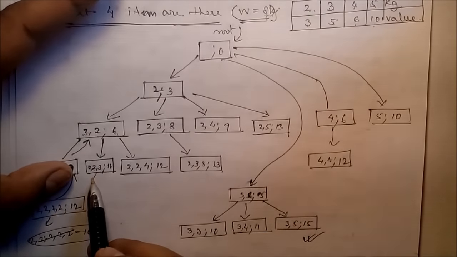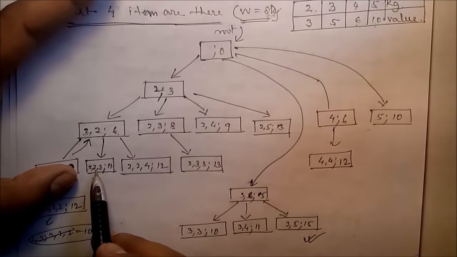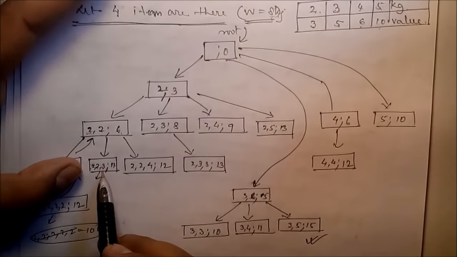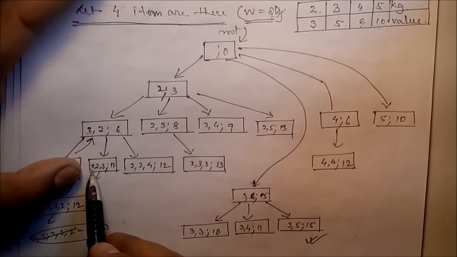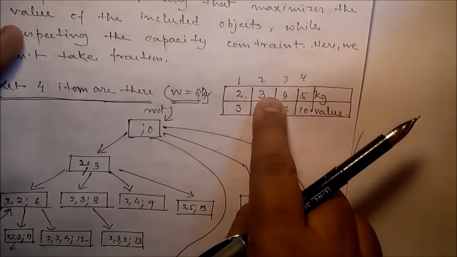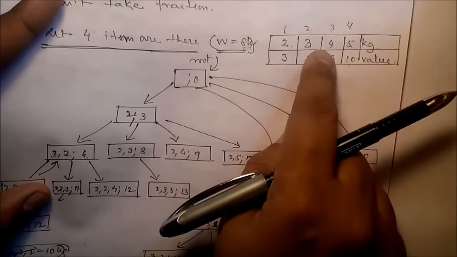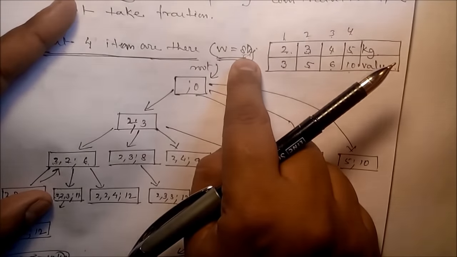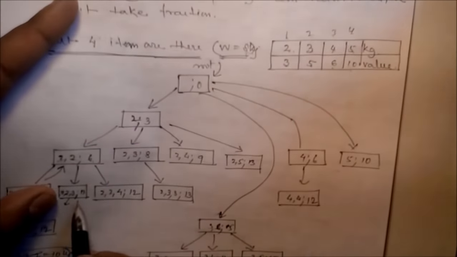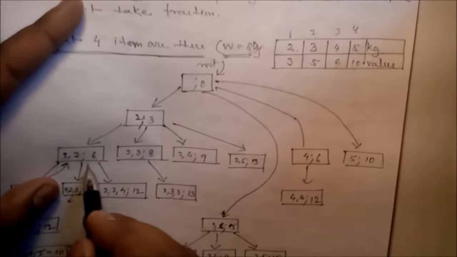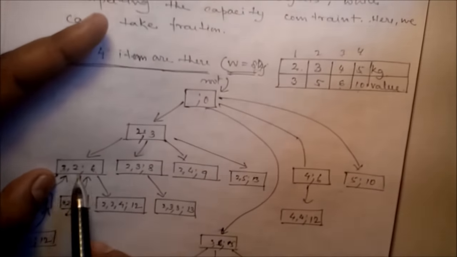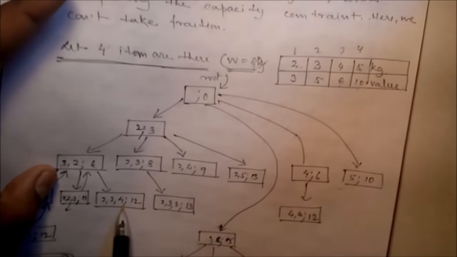Now can you take one more second item, so 2 comma 2 comma 3 comma 2? Can you take one second item? No, don't do. Can you take another second item? No. So 2 plus 2 is 4, 4 plus 6 is 10, we can't take because maximum capacity is 8 kilogram. So return it back.